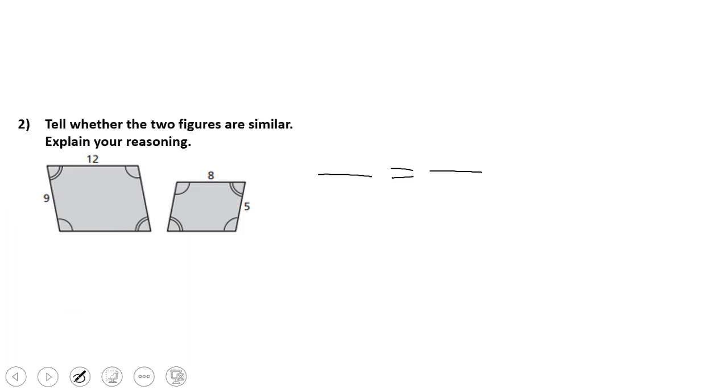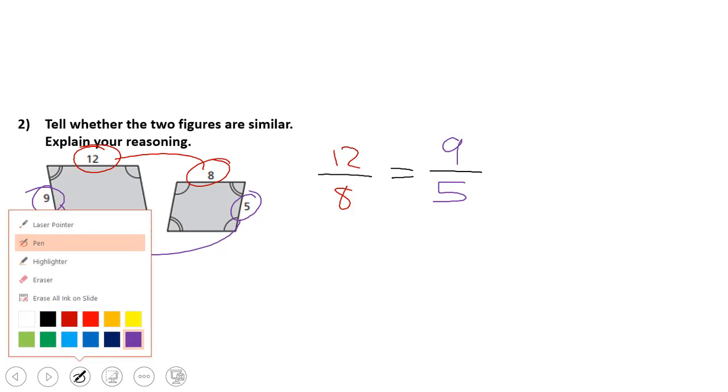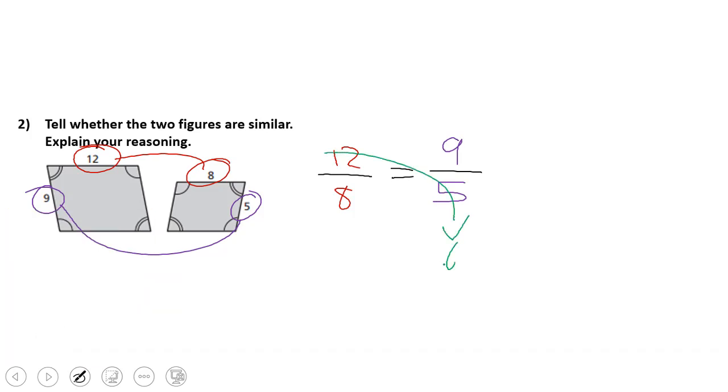I'm going to say this 12 to the 8, the longer side of the larger one to the longer side of the smaller one. So 12 to 8. Is that proportional to the vertical side of the larger one, 9, to the vertical side of the smaller one, 5? Are these proportional? Let me grab my cross products. 12 times 5 is 60. 9 times 8 is 72. These are not proportional, so not similar.